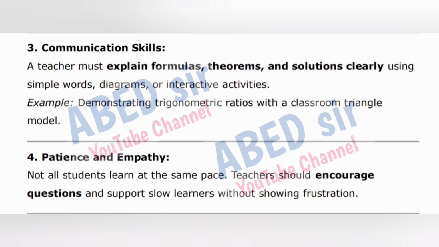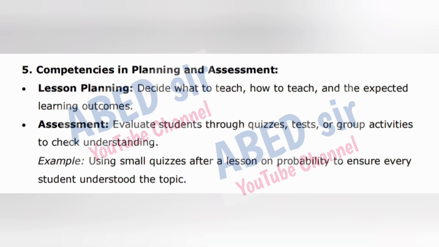4. Patience and empathy. Not all students learn at the same pace. Teachers should encourage questions and support slow learners without showing frustration. 5. Competencies in planning and assessment. Lesson planning: decide what to teach, how to teach, and the expected learning outcomes. Assessment: evaluate students through quizzes, tests, or group activities to check understanding. Example, using small quizzes after a lesson on probability to ensure every student understood the topic.